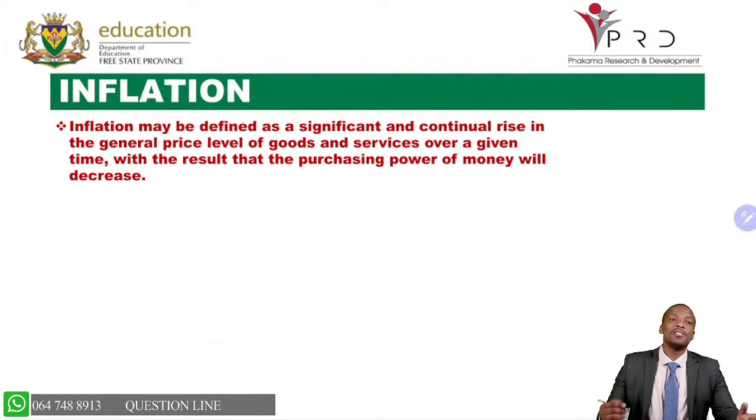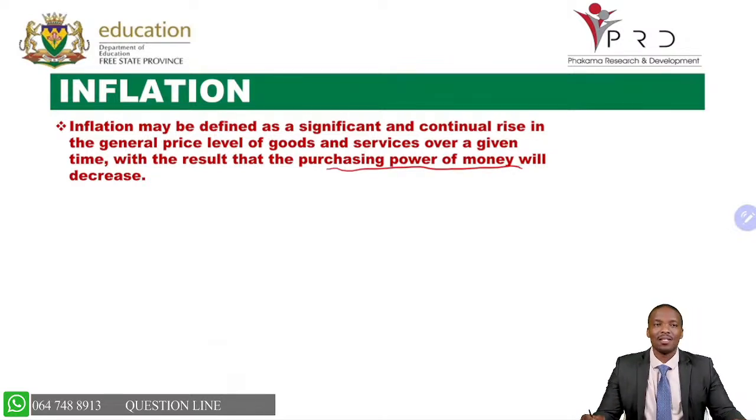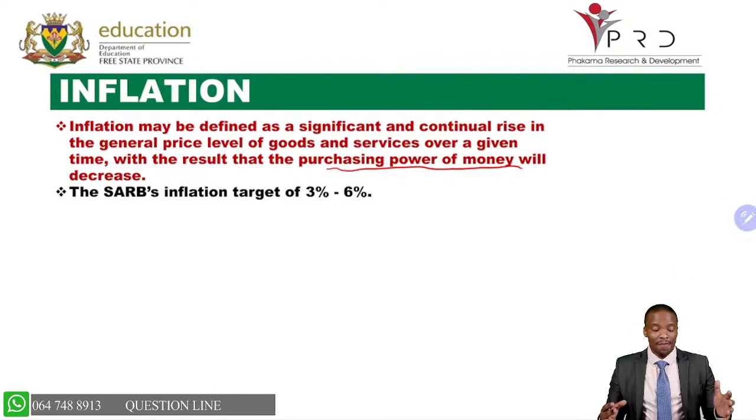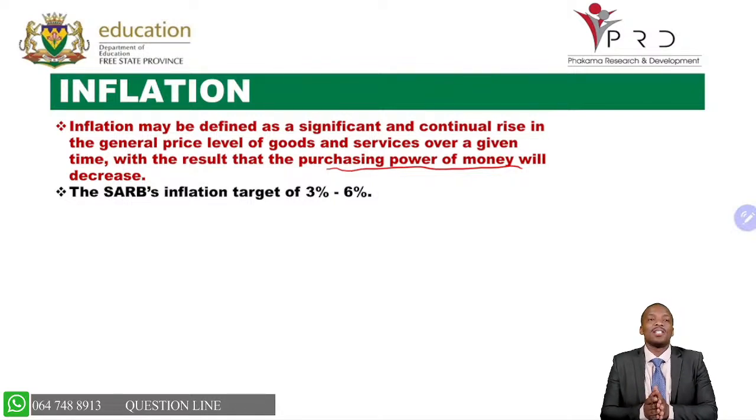Then, how does inflation affect us? Inflation results in the purchasing power of money decreasing if it keeps on increasing. Then in South Africa, the Reserve Bank targets the inflation rate to be between 3 and 6%. Now, one could be asking, what will happen if inflation is above the target of 6%, of which in recent years we realized that it went above the target, but then it came back within the target.